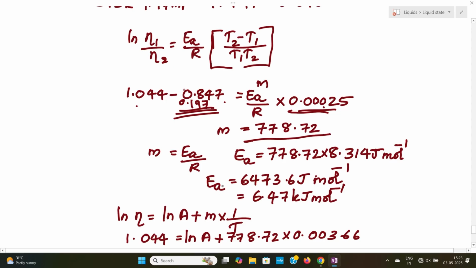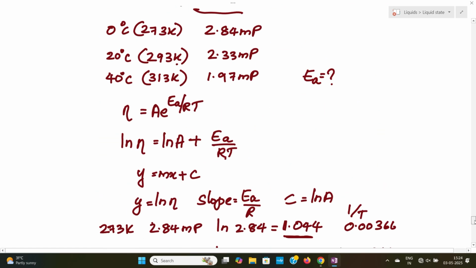Then the EA becomes, so when we do this calculation, the value will be 6473.6 joule per mole. The answer is in joule per mole, and when we convert that into kilojoule, 6.47 kilojoule per mole. So we will divide this by 1000 to convert joule into kilojoule. Therefore, the activation energy for the viscous flow is 6.47 kilojoule per mole. That is the answer for the first part.